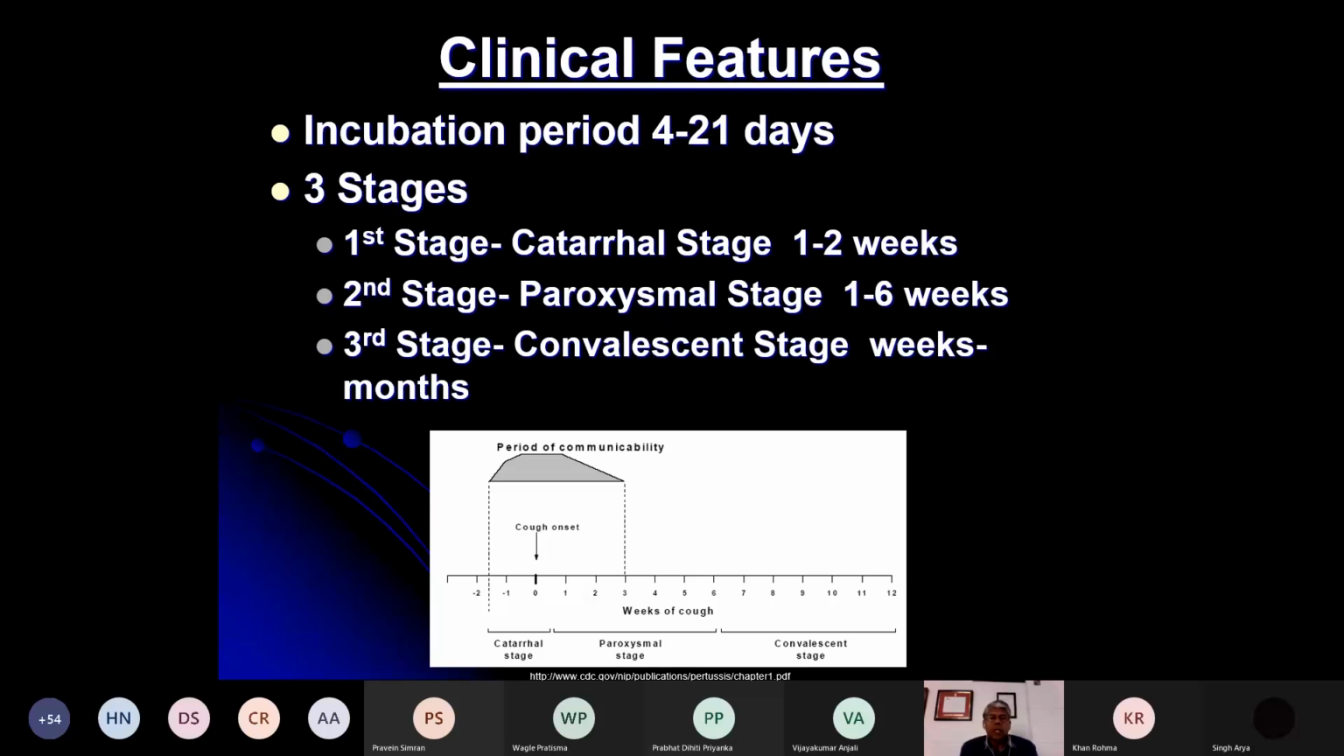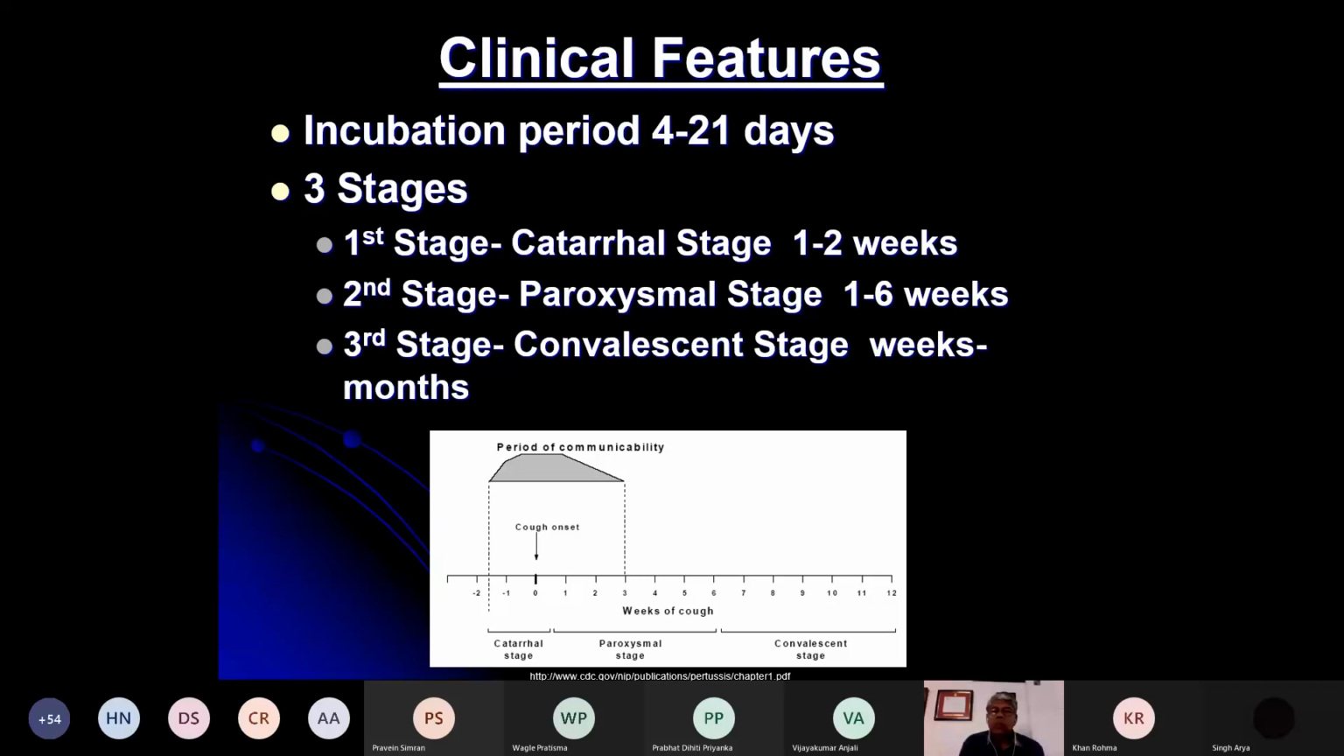And there are 3 stages. Catarrhal stage, where there is primary involvement of the nose and throat. Paroxysmal stage, where there is primary involvement of the lungs. And a convalescent stage, where the recovery of the patient occurs. And all these phases are also quite long. Almost 1 to 2 weeks of catarrhal stage, as long as 6 weeks of the paroxysmal. Imagine some child coughing for 6 weeks like that.